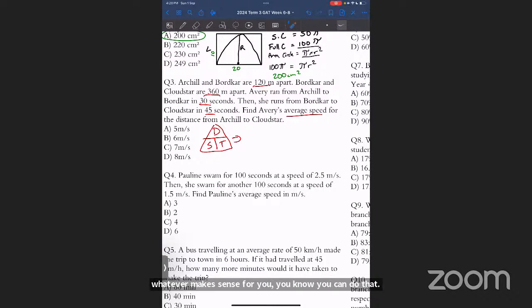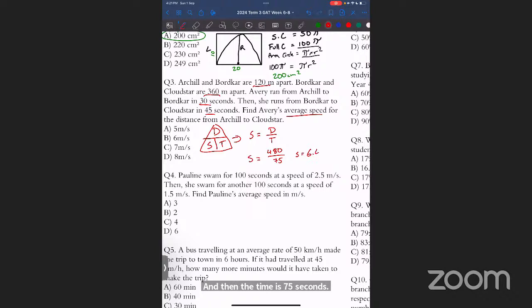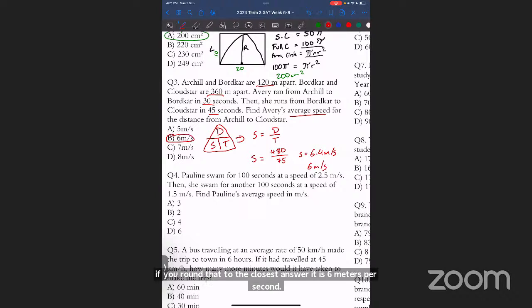So for this question, we need to find out what speed is. Speed is distance divided by time. In this, the distance is 120 plus 360, which is 480. And then the time is 75 seconds. So the speed is equal to 6.4 meters per second. And if you round that to the closest answer, it is 6 meters per second. So the answer is B.